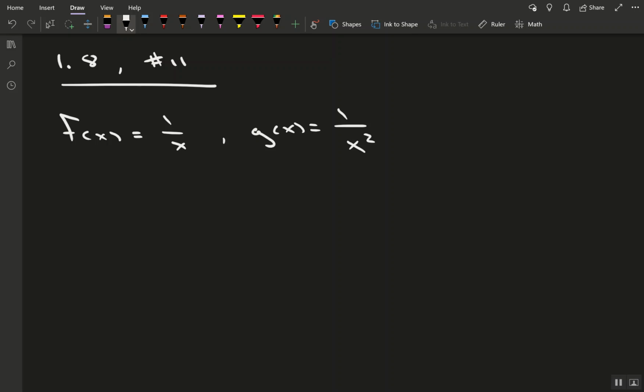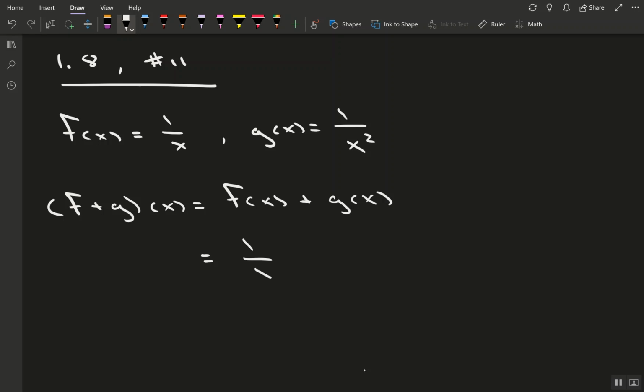Okay, 1.8, number 11. They want us to find f plus g, f minus g, f times g, and f divided by g, and what is the domain of f divided by g. Okay, well, the first one says to add them. This is quite important, actually. I'm glad we're doing it now. f of x plus g of x is what that notation means.